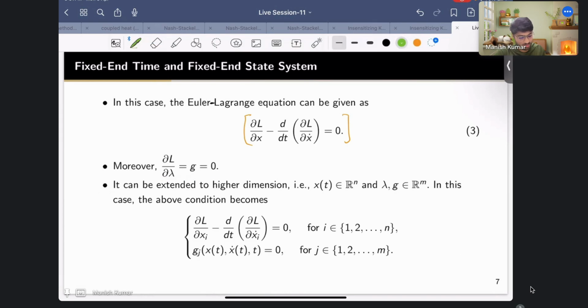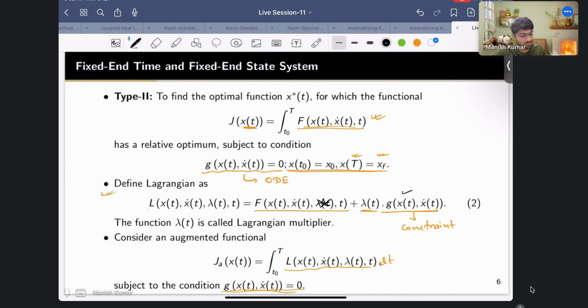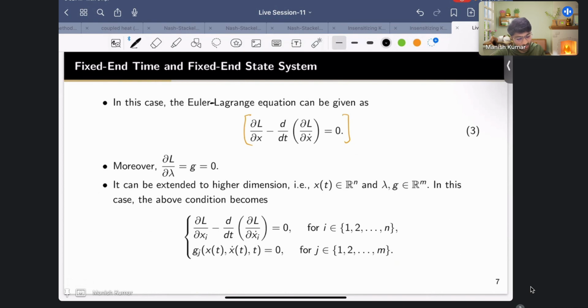This is nothing but what you have been given. If you differentiate this L with respect to lambda, you'll get g, right? I think here there will be no lambda in f, I have written it wrongly, because f is independent of lambda. So when you differentiate L with respect to lambda, what you get is g. So del L upon del lambda, g equal to 0, is nothing but your ODE. This just represents the ODE given to you, or the constraint. Let me write the constraint.